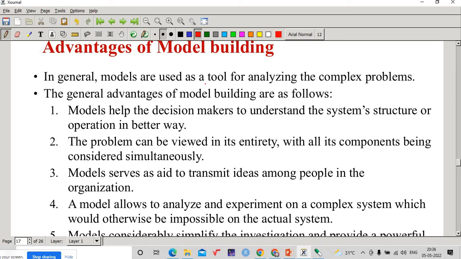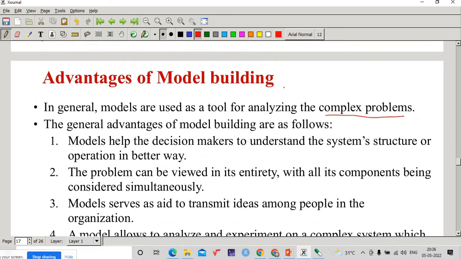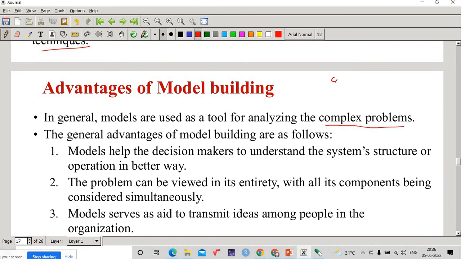In general, models are used as a tool for analyzing complex problems which we cannot solve verbally, which we have to solve mathematically; those problems we can take here. Let me give you one example here also. Suppose I am having source 1, S1 and S2. On these two sources, suppose our milk production is happening.